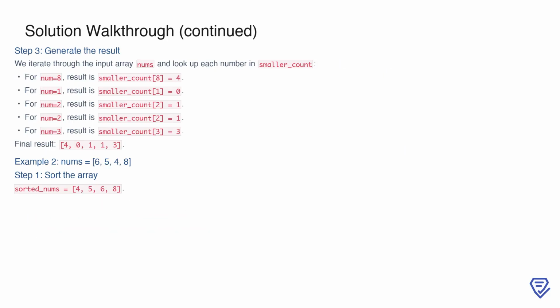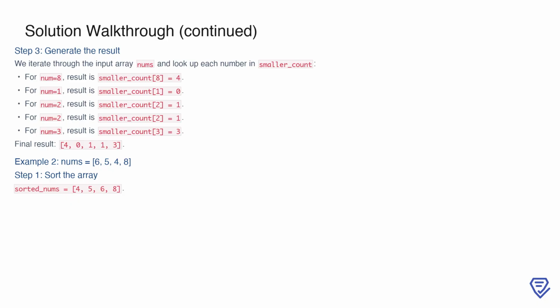Now that we have the dictionary smaller_count, we can generate the result array. To do this, we iterate through the original input array nums and look up each number in the dictionary. For example, the first number in nums is 8, and smaller_count[8] gives us 4, so the result for this number is 4. For the second number, 1, the dictionary gives us 0, so the result is 0. For the two occurrences of 2, the dictionary gives 1 for each, so we add 1, 1 to the result array. Finally, for the last number, 3, the dictionary gives us 3, so the result is 3. Putting it all together, the result array becomes [4, 0, 1, 1, 3].